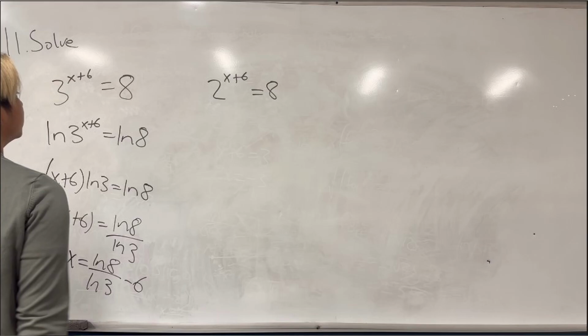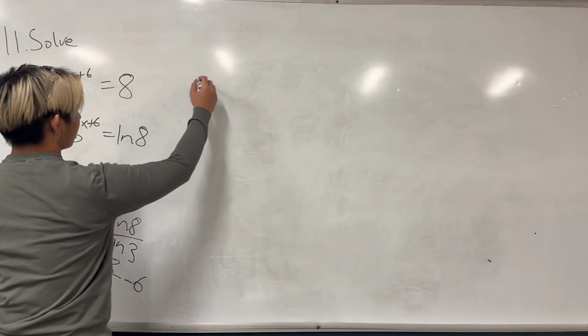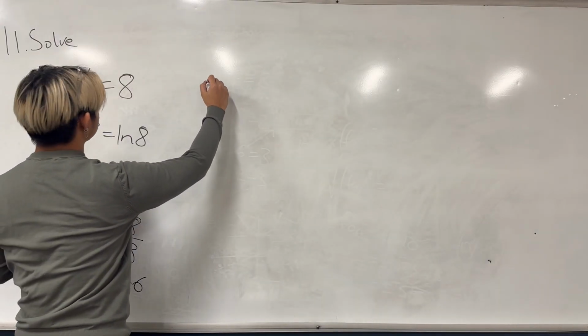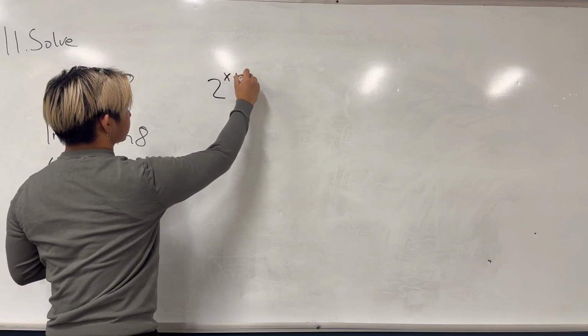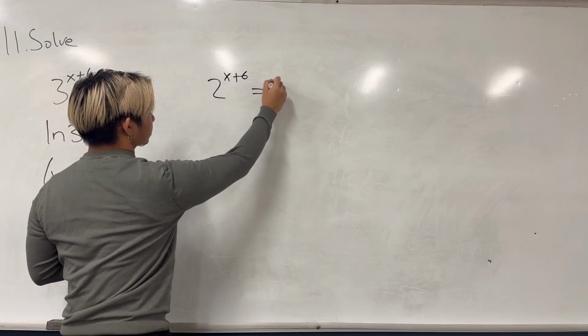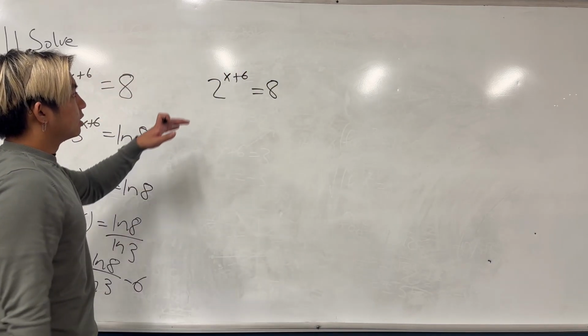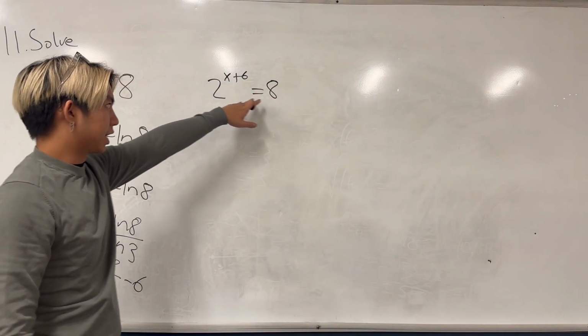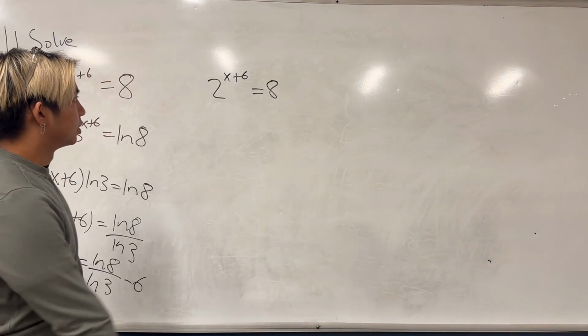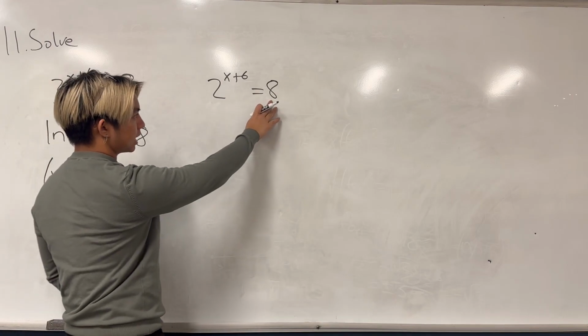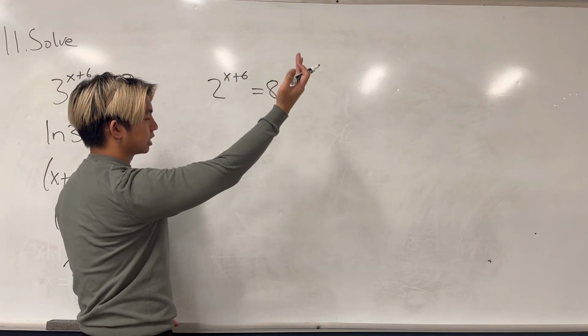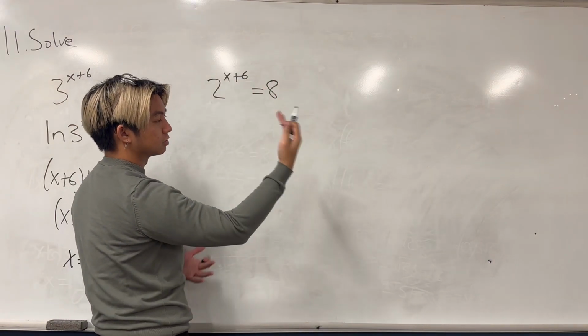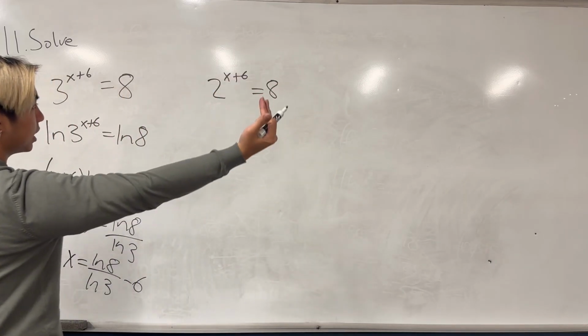So here I'm going to tweak the problem a little bit so we get the easier version. I'm going to change this 3 to a 2 instead. So it becomes 2 to the x plus 6 equals 8. Now, can we establish a connection between the 2 and the 8? Yeah. If we imagine this 8 as 2 to the third power instead, because 2 times 2 is 4, and then 4 times 2 is 8.